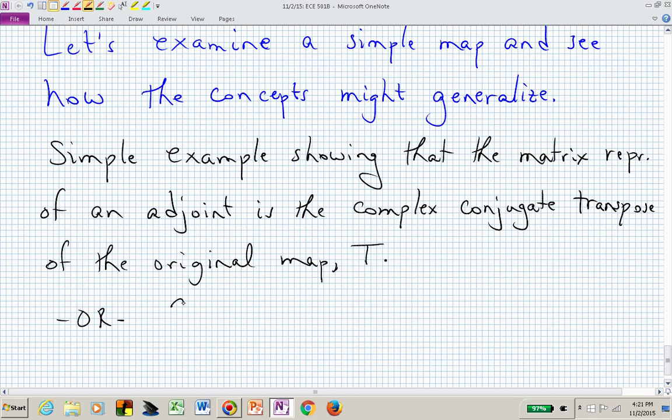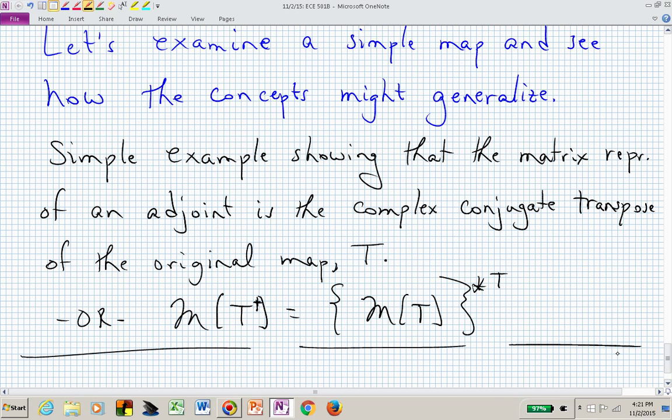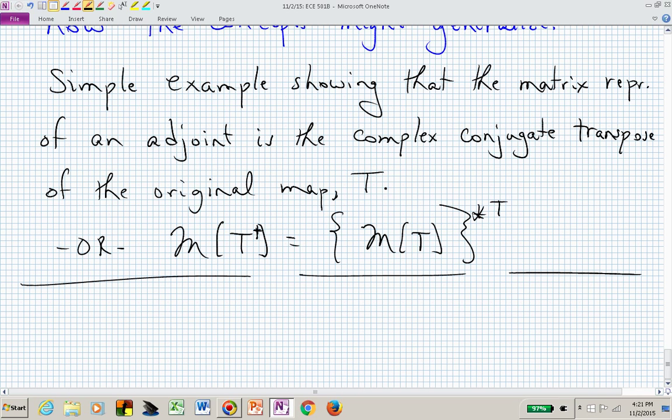Or we're trying to show that this matrix representation of T dagger is in fact the matrix representation of T transposed and complex conjugated. That's what we want to see is true for a simple map. Or can we show this by looking at a simple map?